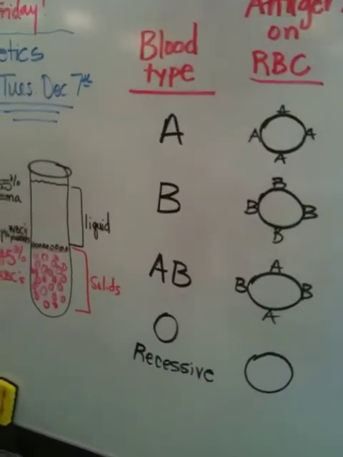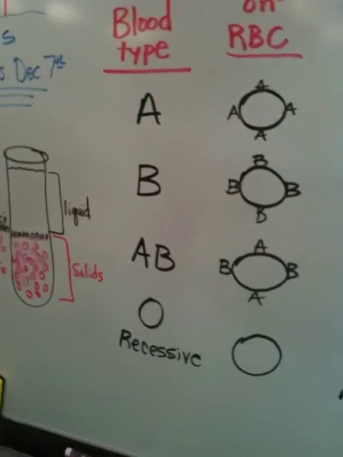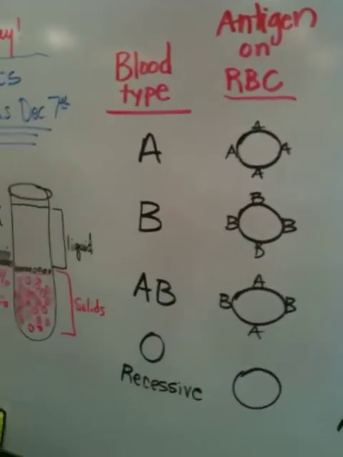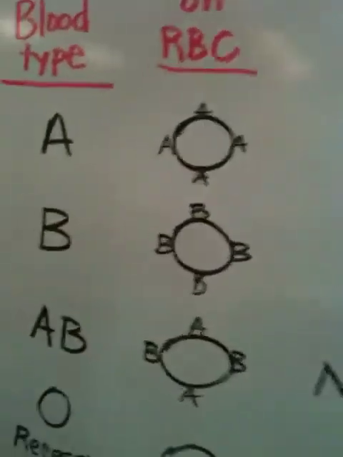A, B, and O. Remember, A and B are dominant. They share dominancy. That's called codominant. Okay, now I'm going to erase this because I want to show you how this works when you get your blood types from your parents.